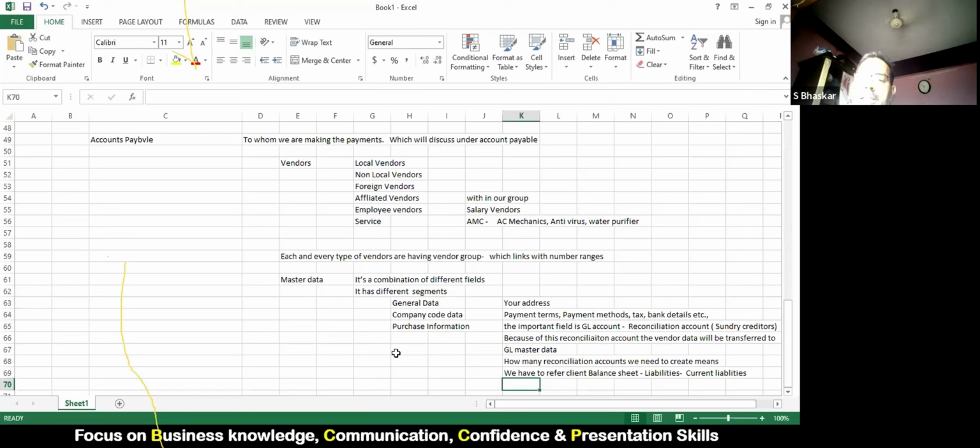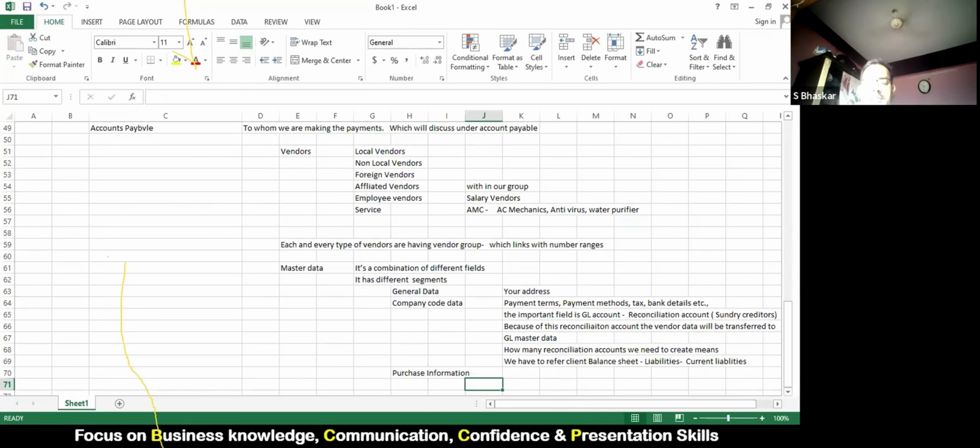And also the payment terms, payment method, tax information, bank details, all these things, so when you want to make the payment, we will discuss each and everything when I talk about the importance of each and every master data. On top of that, purchase information. There are two types of vendors. One is FI vendors, the other is your regular vendors. FI vendors are used exclusively for the administration department.